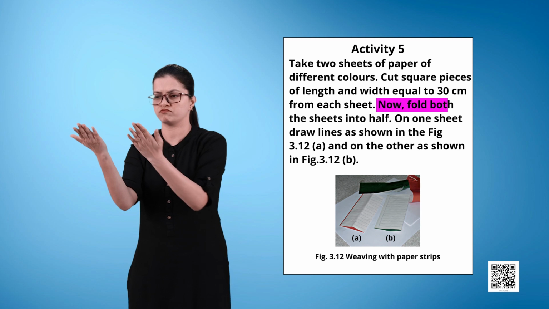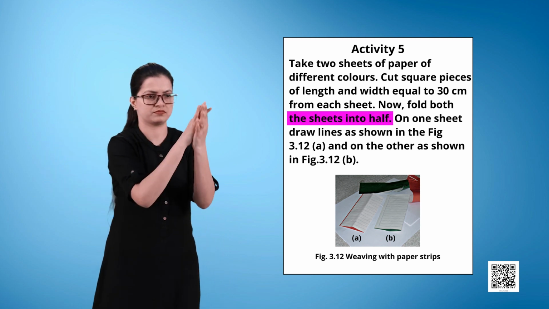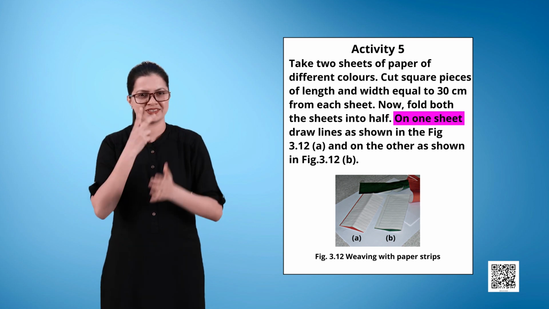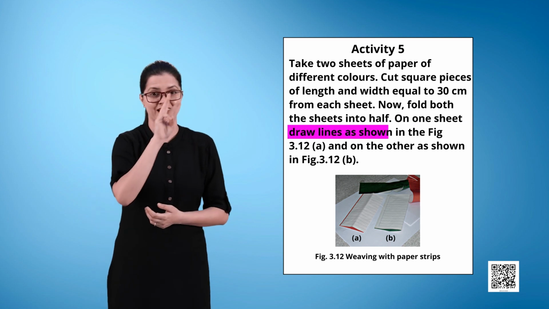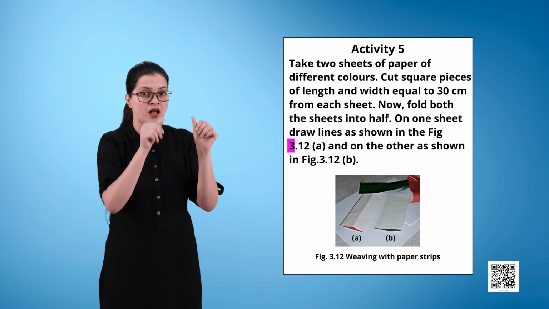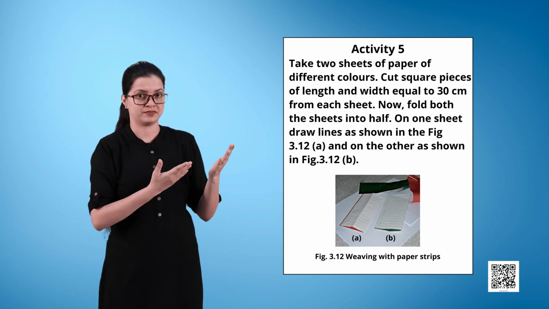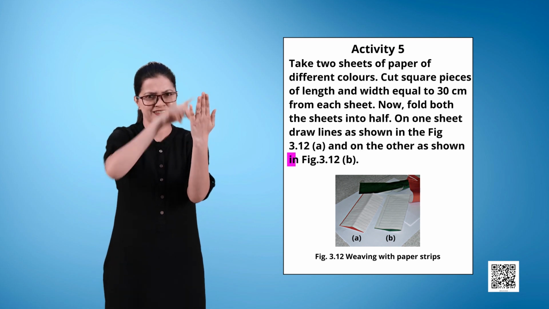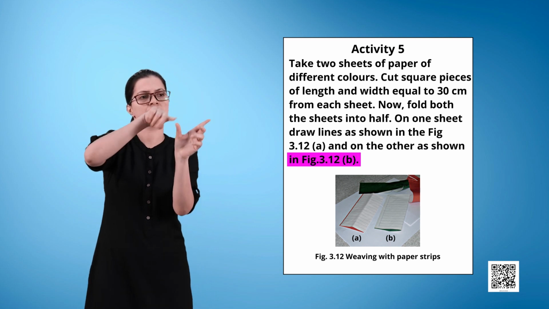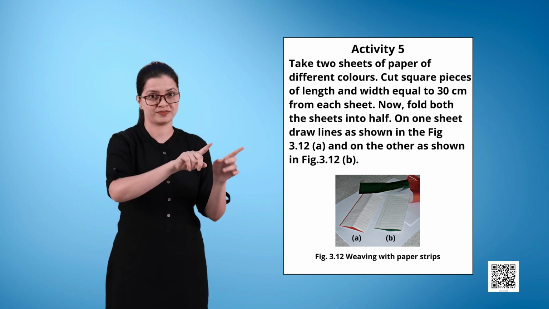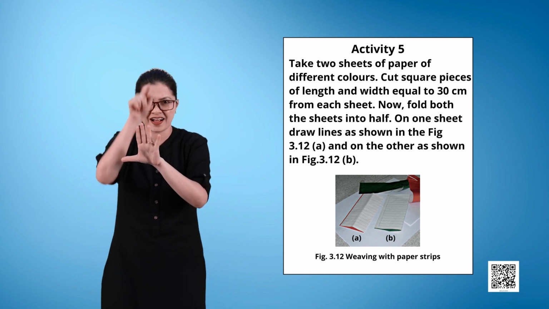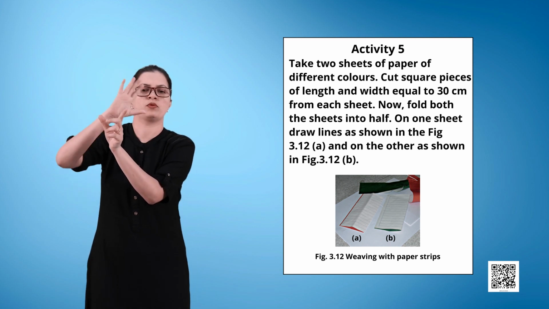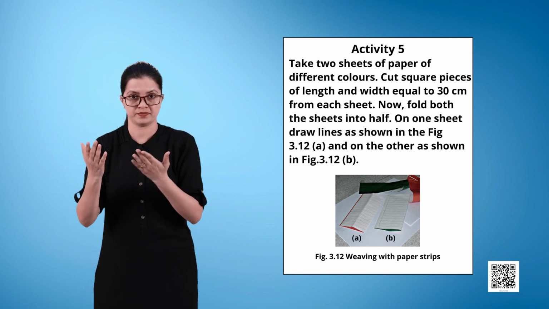Now fold both the sheets into half. On one sheet, draw lines as shown in figure 3.12a and on the other as shown in figure 3.12b. Cut both the sheets along the dotted lines and then unfold.